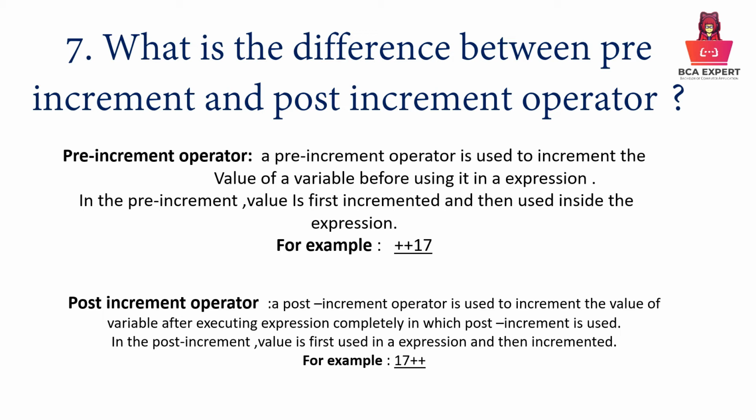A post-increment operator is used to increment the value of a variable after executing the expression completely. In the post-increment, the value is first used and then the expression is incremented. For example, you can see first we use the value and next we apply the increment. So that is the difference between pre-increment and post-increment.